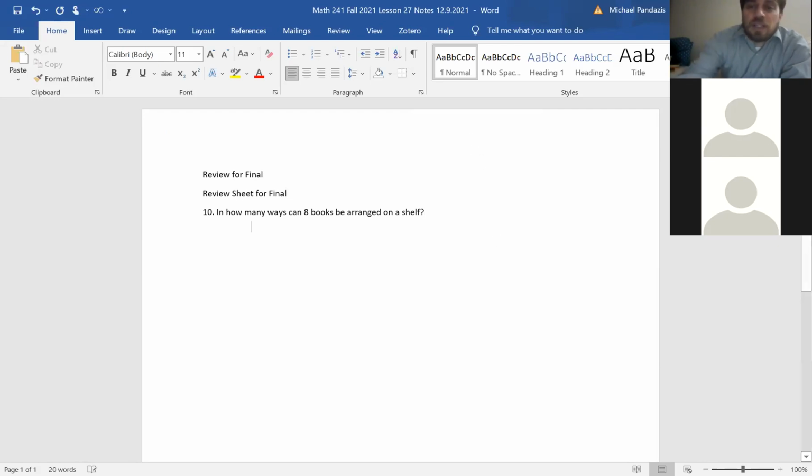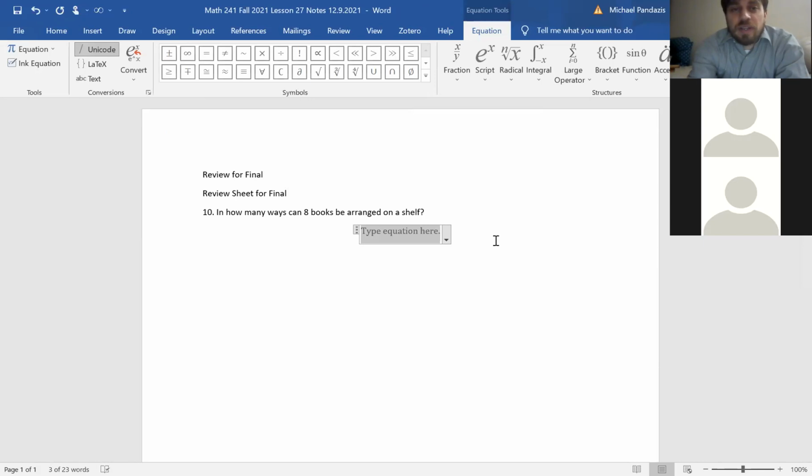Okay, so if you have a shelf and 8 books and you want to arrange them, you have 8 choices for the first book, times 7 for the second, times 6 for the third, times 5 for the fourth, times 4 for the next one. So it's 8 factorial. Yeah, exactly. So now you just multiply them out, and that's 8 factorial.